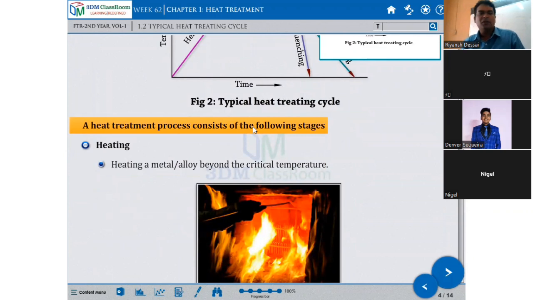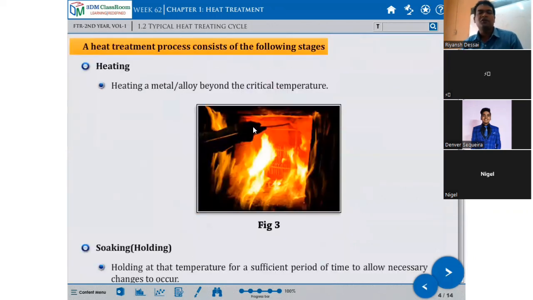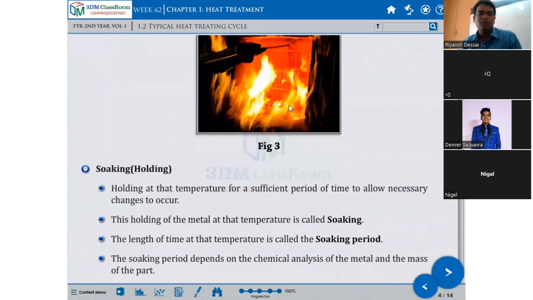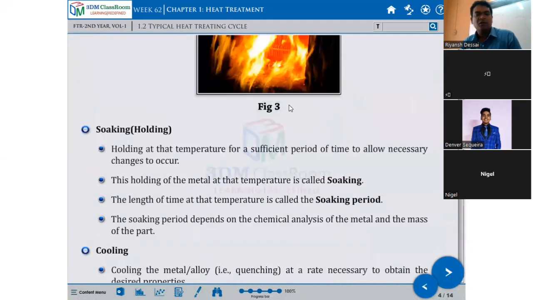The next, the heat treatment process consists of the following stages: heating a metal alloy beyond a critical temperature, that is, above the lower critical temperature. Soaking means holding the temperature for a sufficient period of time to allow the necessary change to occur, or the internal temperature to change. This holding of the metal at temperature is called soaking.